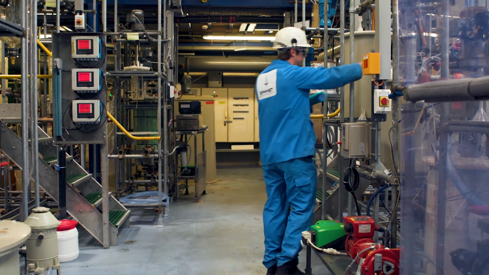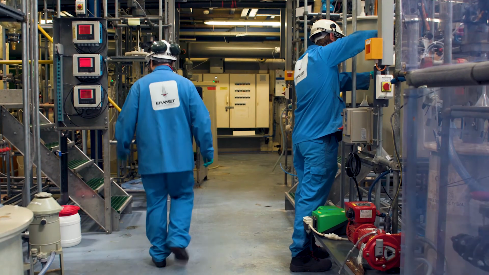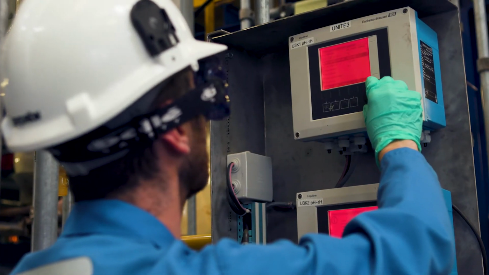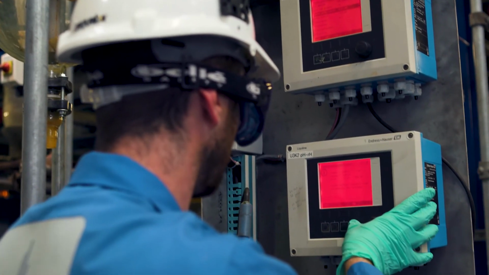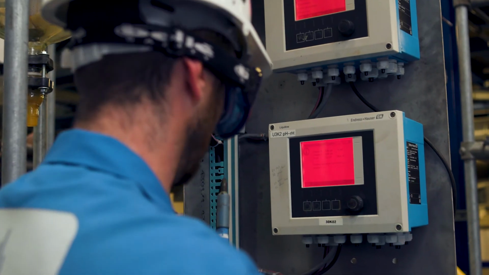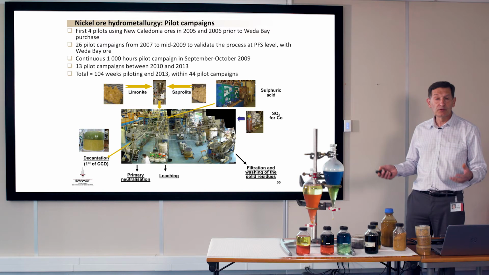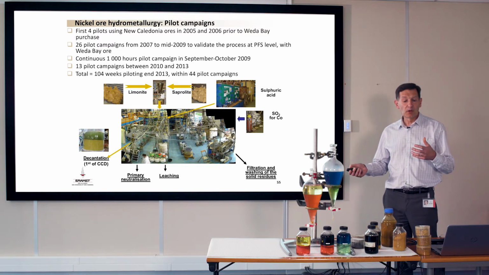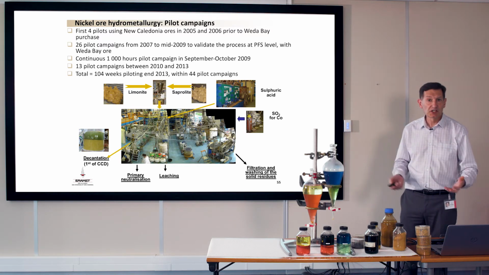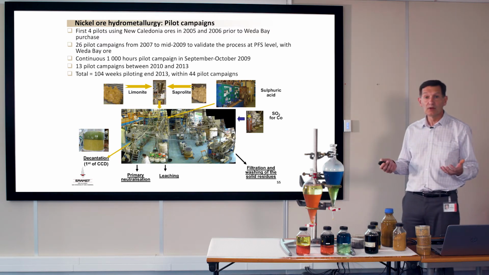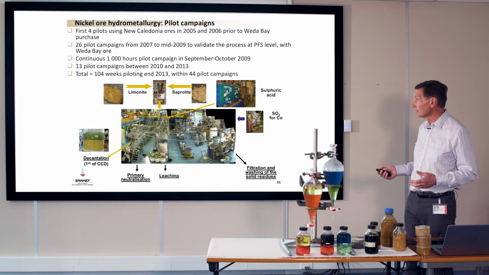When you do this piloting, it's a campaign, 24 hours per day, 7 days per week, and up to 6 weeks long. You see, 1,000 hours corresponds to 6 weeks. Between each campaign you see which parameters you have to change to improve your process and to be at the best level.